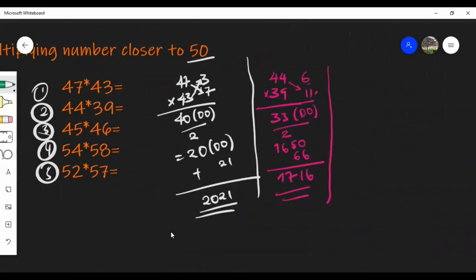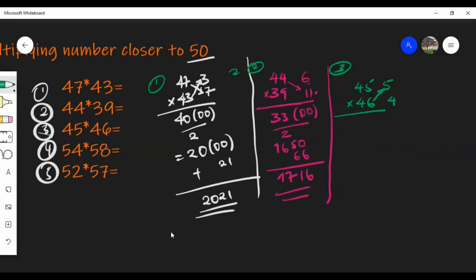So question 3, this was 1. This was 2. And question 3 now. So let's take 45 by 46. So the same, you look at what's the difference between 45 and 50. You have 5 here, you have 4 here. Now, any diagonal can work. And today, now I want to take this diagonal.